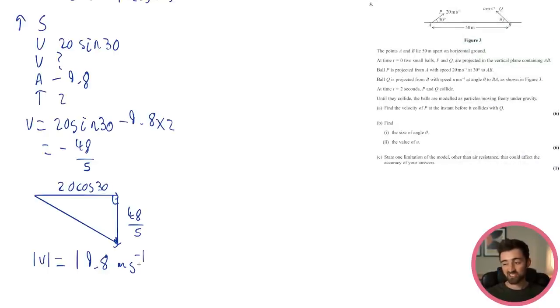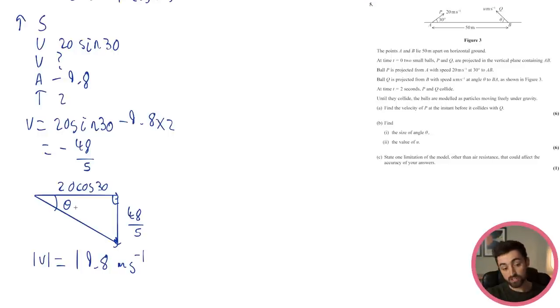We're asked for the velocity. If it just said the speed, then speed doesn't care about direction. Speed is just 19.8. We're asked about velocity, so I think it would be safe here to also find the angle, because remember, velocity has the magnitude and the direction, the vector quantity. So the velocity is 19.8 meters per second at an angle of something to the horizontal. If we get that angle, that shows me I'm this many degrees under the horizontal, and I fully describe the velocity.